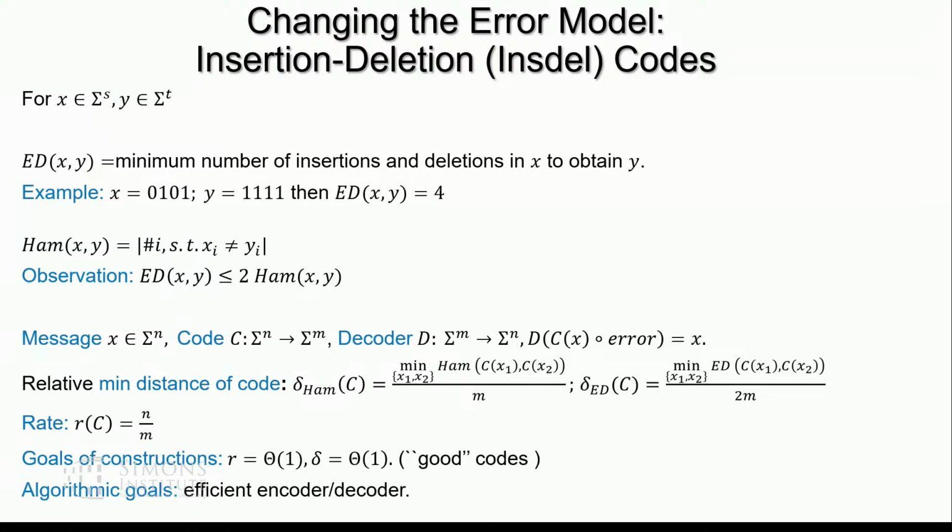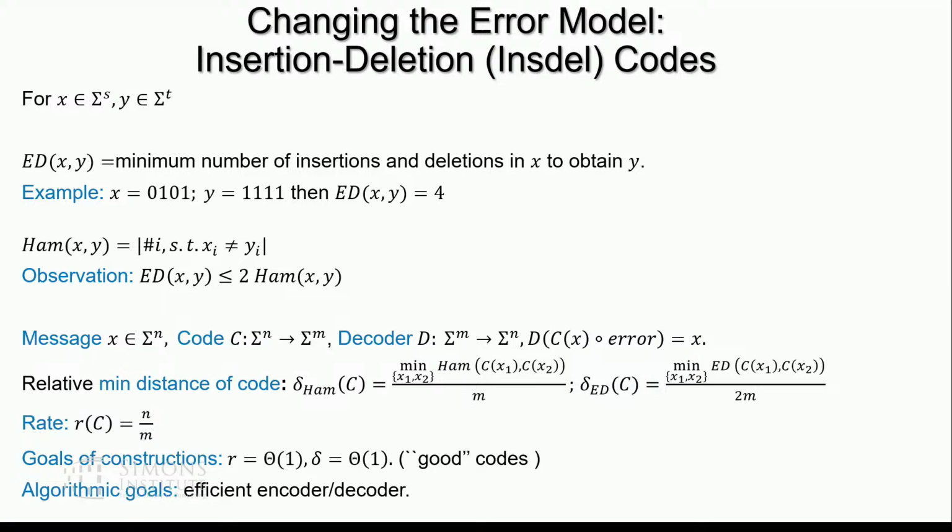And let me quickly define the edit distance between two strings x and y. It's the minimum number of insertions and deletions to transform x into y. So for instance, in this example here, the edit distance between x and y is 4 because I have to delete 0 and insert 1 in the first position, and delete 0 and insert the 1 in the third position.